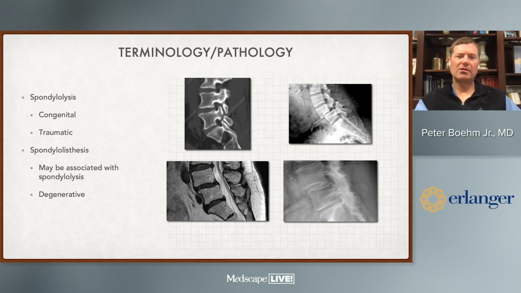Commonly, people throw out the term a slipped disc. It's actually a slipped bone. It's when one bone slips forward on the other and can result in significant back pain as well as radiculopathy.